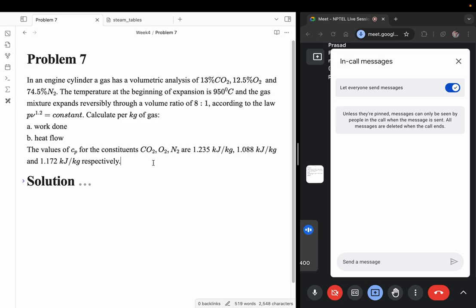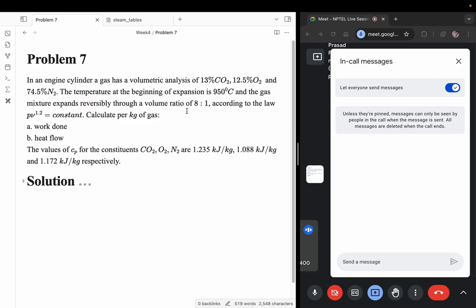So you have an engine cylinder, and that has a certain amount of gas. The gas has CO2, oxygen and nitrogen. The percentage of CO2 is 12.5, oxygen is 13, and nitrogen is 74.5. And this gas is expanding. It begins at around 950 Celsius, and it expands reversibly. When we are saying reversibly, I think we'll discuss this at length in the next week's sessions.